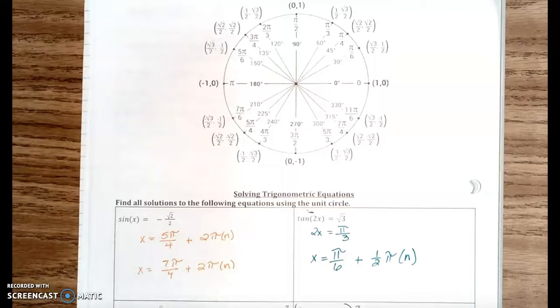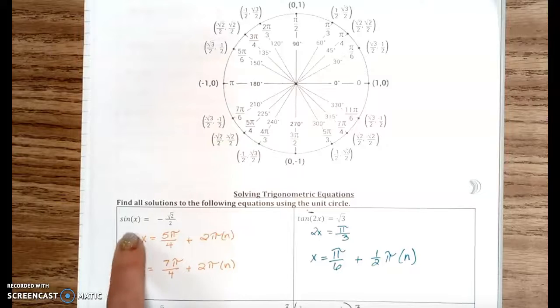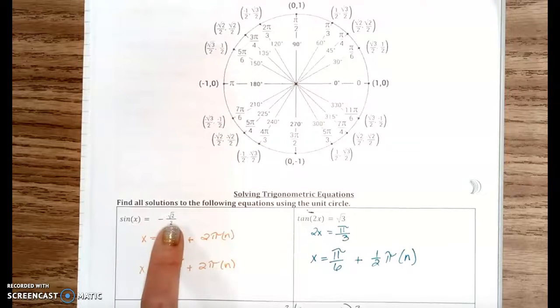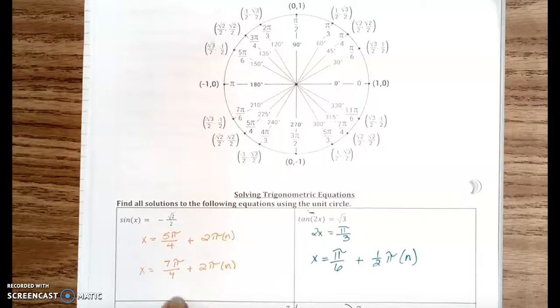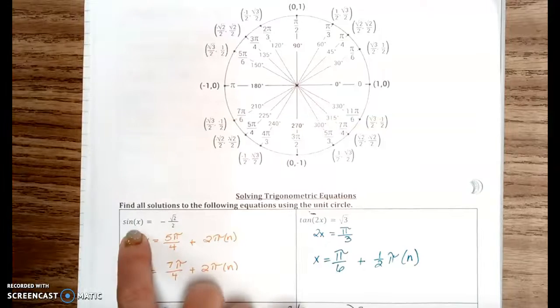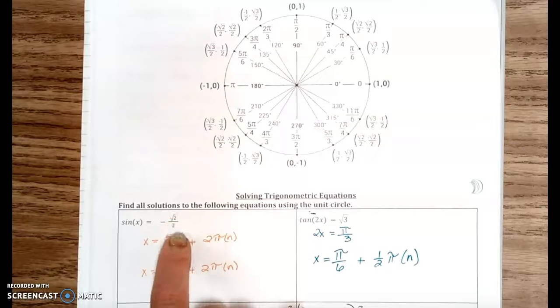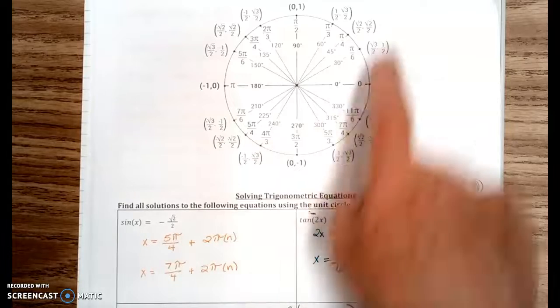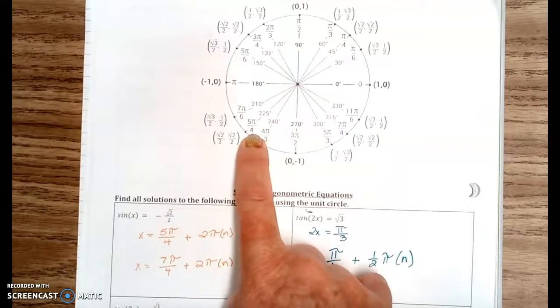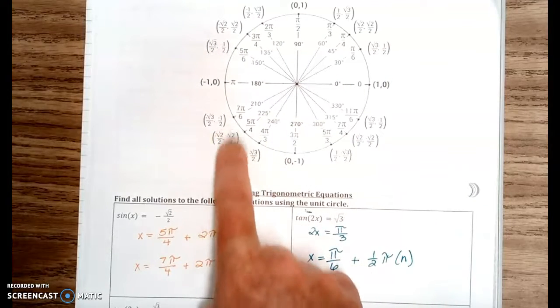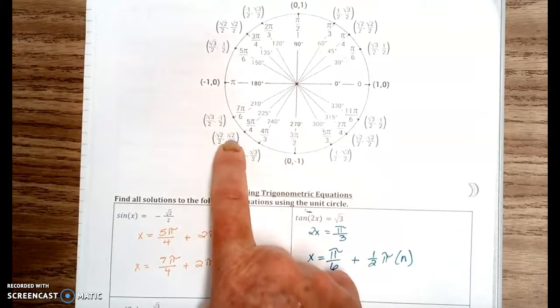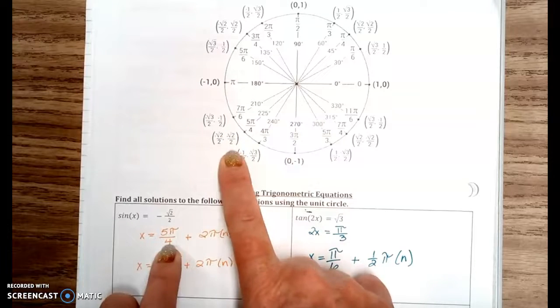You can also graph these in Desmos. So you could go into Desmos, graph the sine of x, and graph negative rad 2 over 2, and you would see where their intersection is. The easiest way is just to use the unit circle and to look for where the sine is at negative rad 2 over 2. So the first place it occurs is at 5 pi over 4, and the y value is the negative rad 2 over 2, so that's where that comes from.